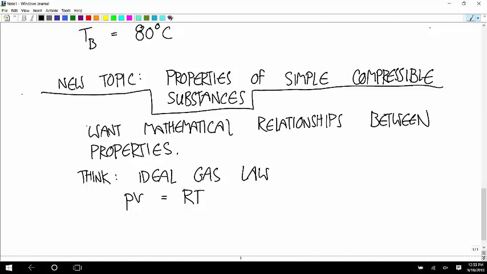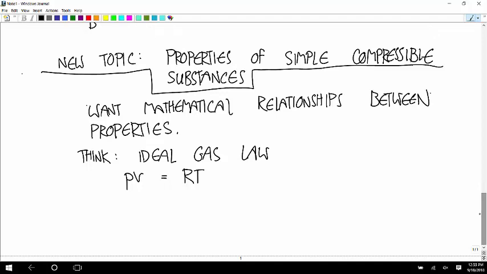In our form, this constant R is going to be specific for the material we're using. That's not the universal gas constant. But this is a mathematical relationship between pressure, volume, and temperature. And so if you know any two of those, you can calculate the other one.